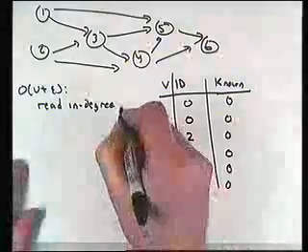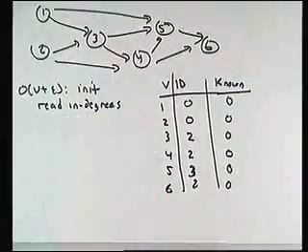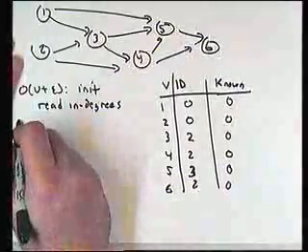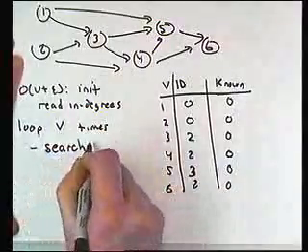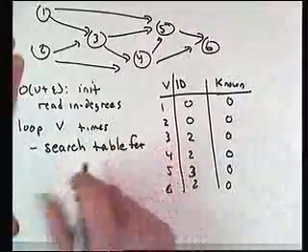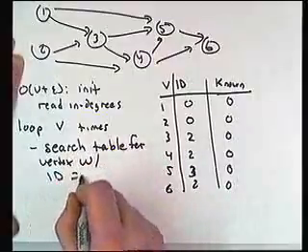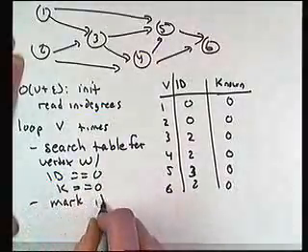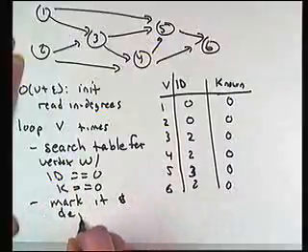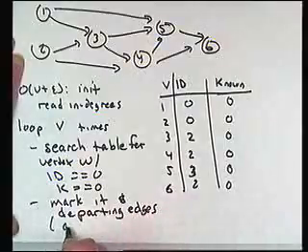Once we've initialized it, so reading the in degrees is our initialization step. Once we've initialized things, then at each step we loop v times, and here we search the table for a vertex with in degree equal to 0 and known equal to 0, and then mark it and the departing edges by way of adjusting the table.